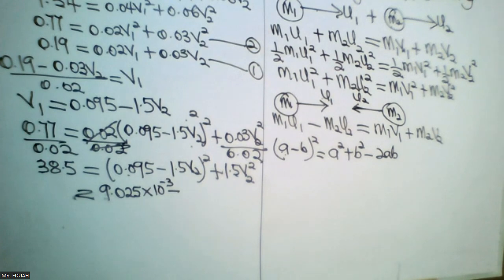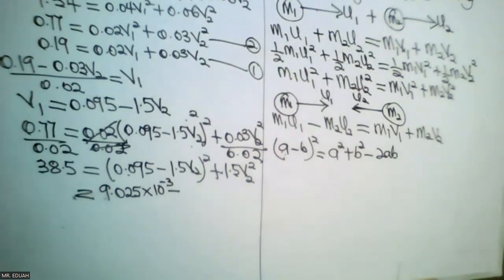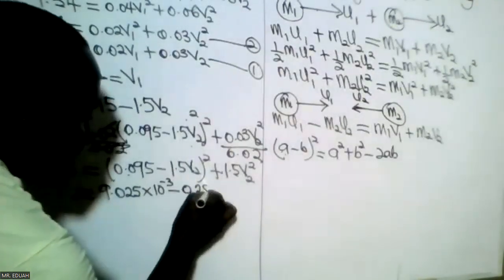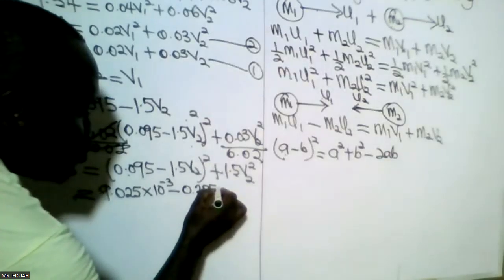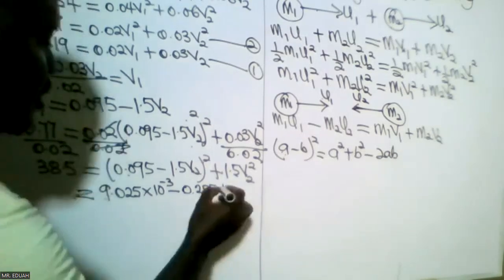Kenneth, are you there? Yes, sir. Open your eyes and do it. Let's get it right. Sir, please. 0.285 V2. Agree, I confirm.